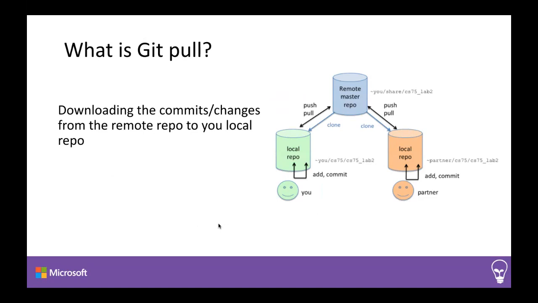Now, what is git pull? Well, let's say you cloned the remote repository, you made some changes, and you pushed it back. Well, this other person has an older version of the repository, and he or she can't see the changes that you made because he or she cloned the repository before you pushed it back. So what he or she can do is pull the changes that you made to the remote repository to the local repository. So git pull essentially means downloading the changes or commits that have been pushed to the remote repository to the local one. So that is what git pull is.